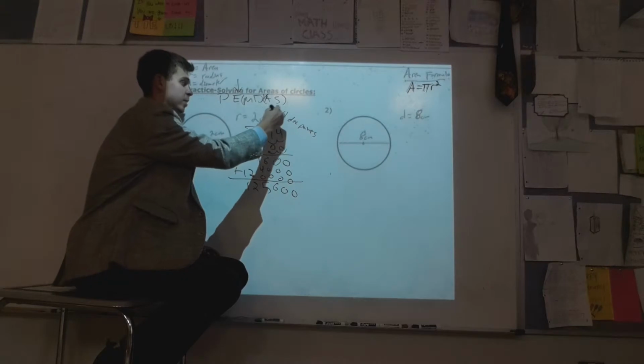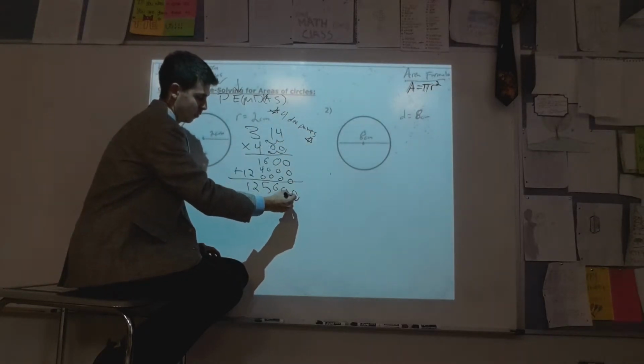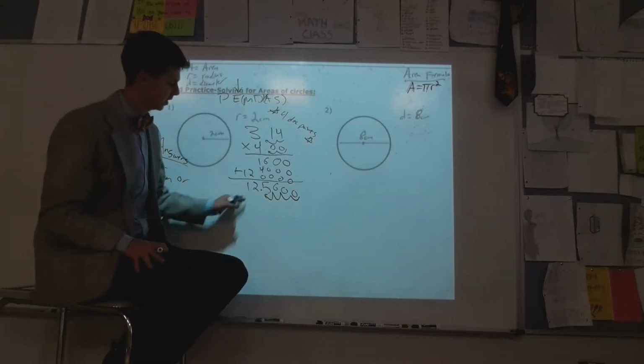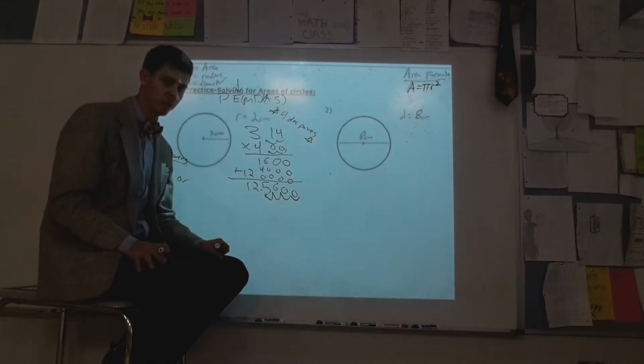I know that there's 4 decimal places that I need to add. So I'm going to start from right to left. 1, 2, 3, and 4. 12.56.